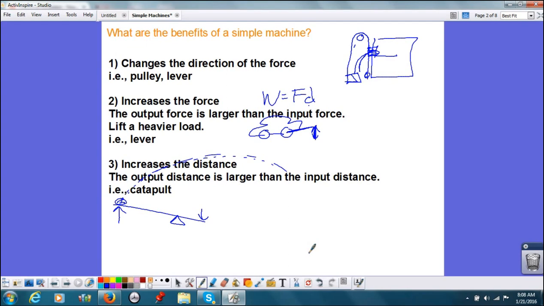So maybe you need to increase your distance. So you can't do more work, but you can get a bigger force out if you use a big input distance, and you can get a big distance out if you use a greater input force. There's always a little bit of a trade-off there.